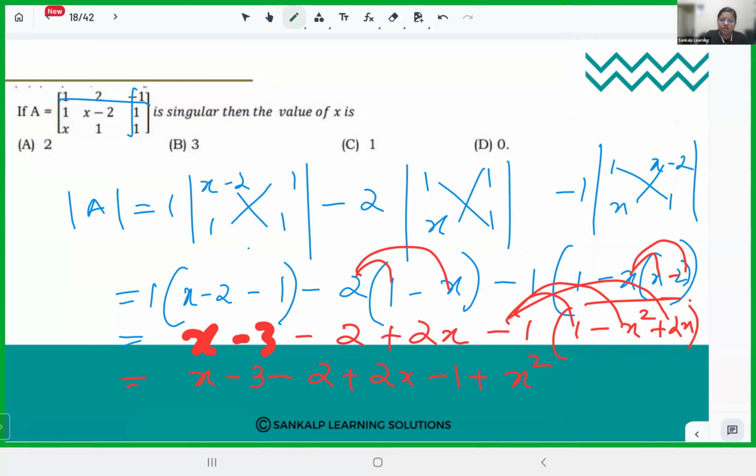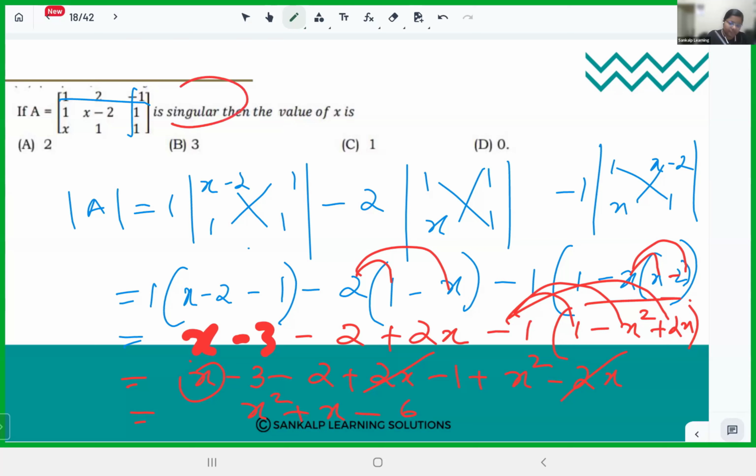Then minus 1 into plus 2x is minus 2x, right? So on solving this, minus 2x and plus 2x get cancelled. Then what will be remaining? X square. Then there is an x here, plus x. Then minus 3 minus 2 is minus 5. Minus 5 minus 1 is minus 6. Okay, x square plus x minus 6.